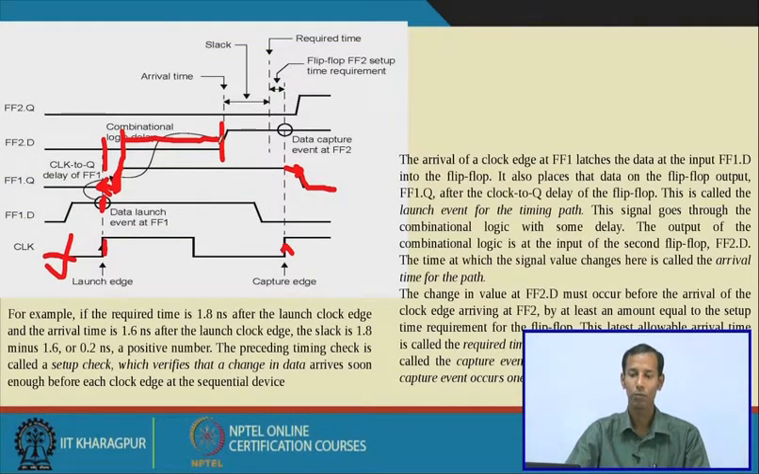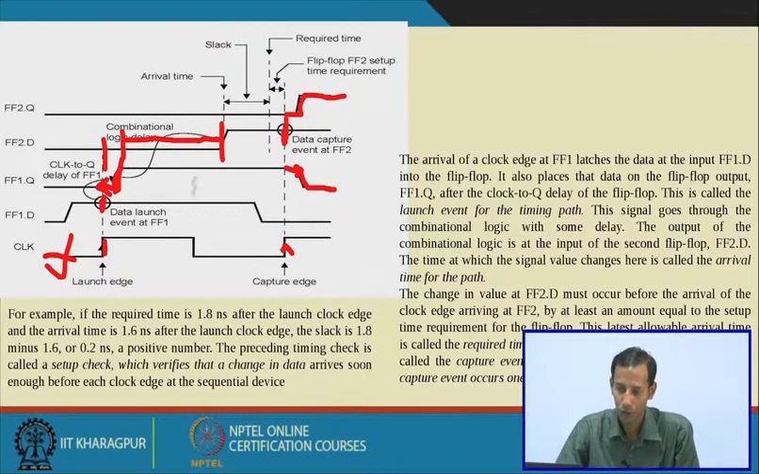Now this is the input to flip-flop 2. At this particular edge, flip-flop 2 sees the value stable here, and as it is 1, after some time it will go to 1. This is the flip-flop 2 Q. Now you see the terminology we have already discussed, setup time and hold time and all those things.